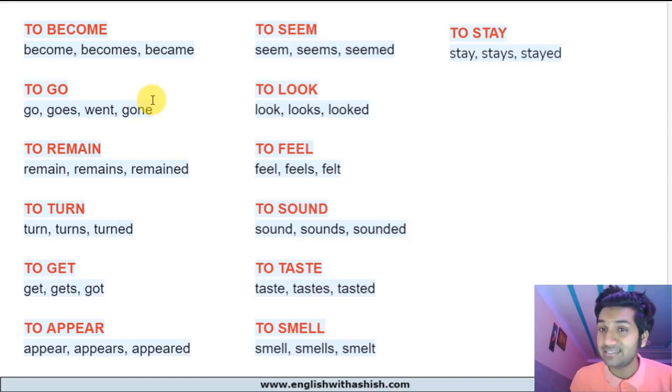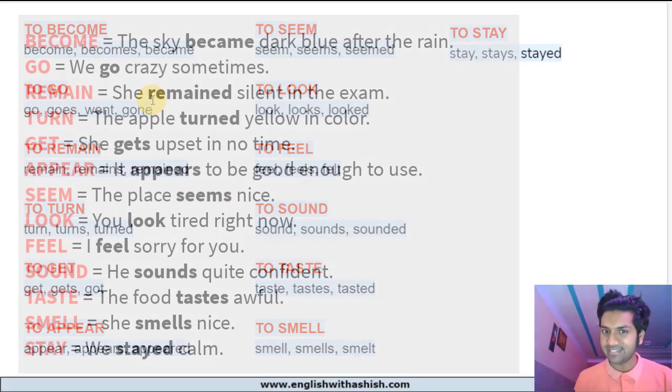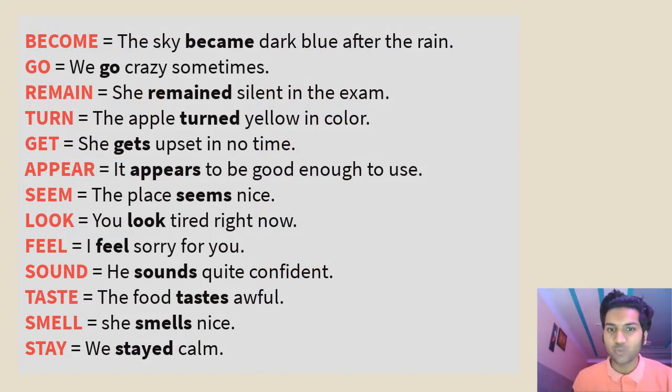But it can function as a linking verb as well. We go crazy sometimes. We're not doing anything. We go crazy. Look at these examples, right? All these verbs are functioning as linking verbs here. They're not doing anything. But when they function as action verbs, they do not show any state, right? They're not followed by a noun or an adjective.